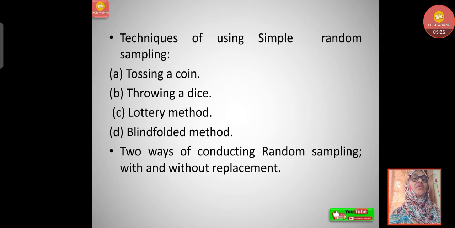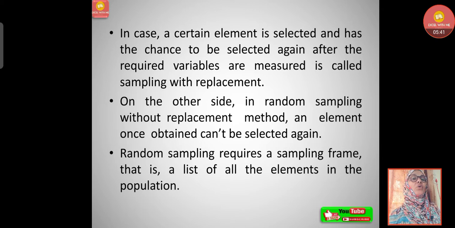That is the lottery method. In the blindfolded method, you close your eyes, a whole list will be there, and you point out one item on the list, then you can pick that. There are two ways of conducting random sampling: with and without replacement. Let's understand what that is.